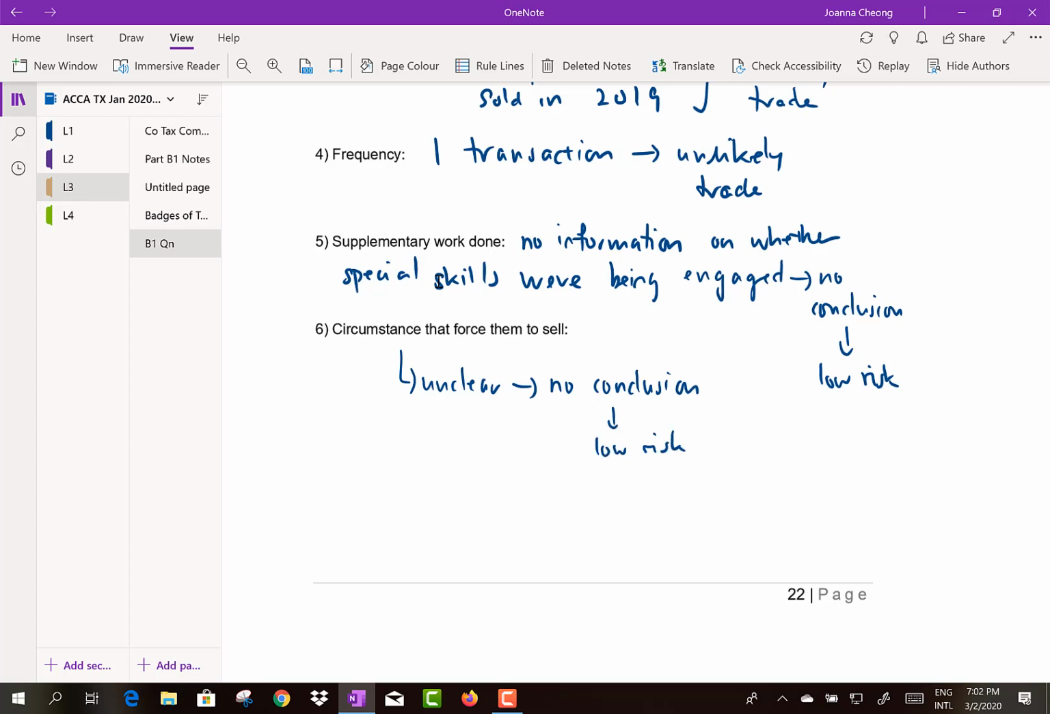So that is all you will need to do when you see a question like this. You just apply the 6 badges of trade to help you determine. From this case, it is quite clear-cut that it can be argued that the gains from the disposal are non-trade, so it should be non-taxable.